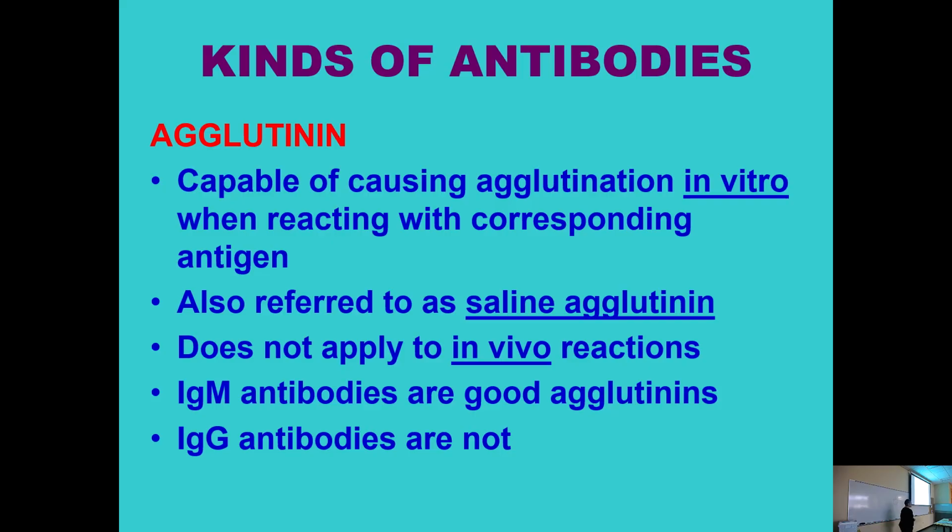IgM antibodies are really good agglutinins. They're big. They can hold lots of things, right? IgG antibodies, not very good. My IgG is going to be able to grab one red cell and just hang on to the one and not cause an agglutination, right? It's just going to hang on. That's called sensitization. I'm going to sensitize it. I can't do much else because this arm's not going to be able to reach anything else. Versus IgM, I got one here and one there, and now look, I got an agglutination because I got two cells.